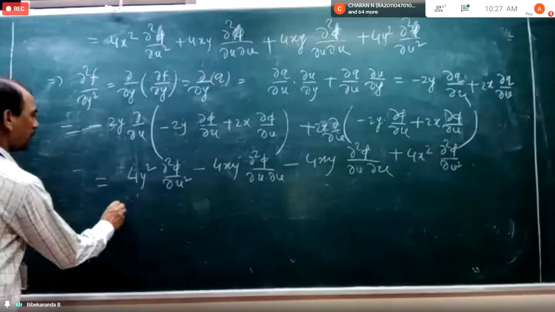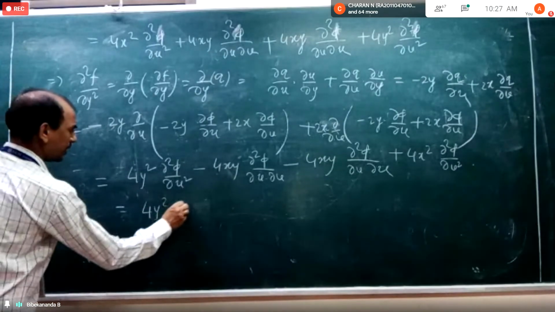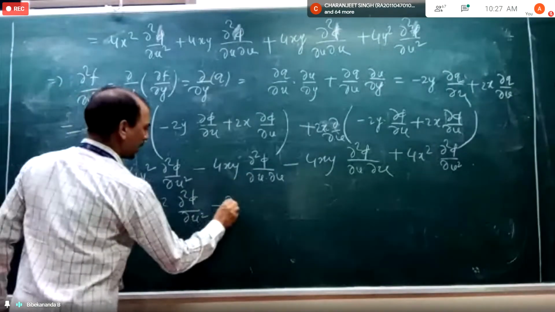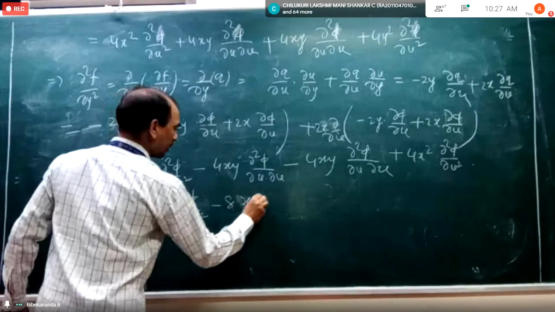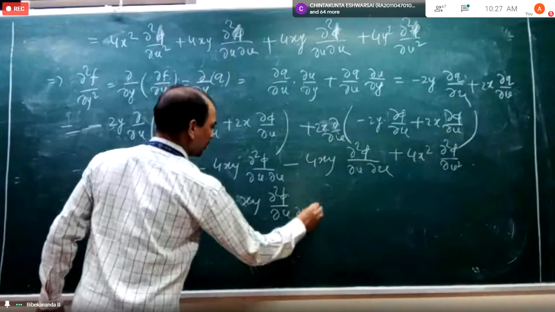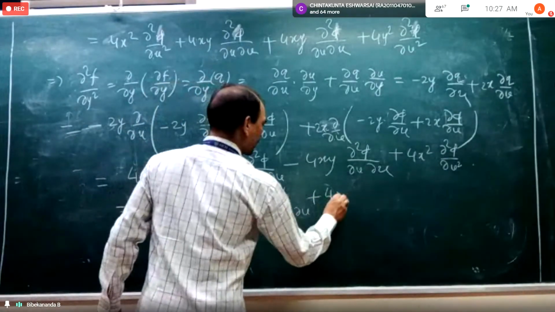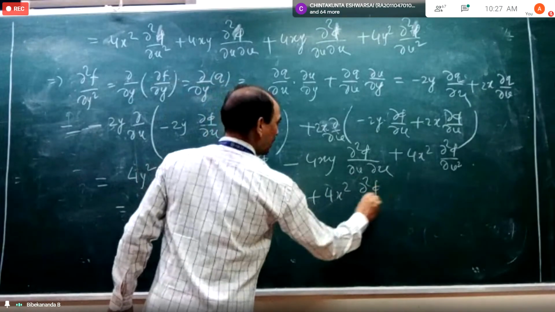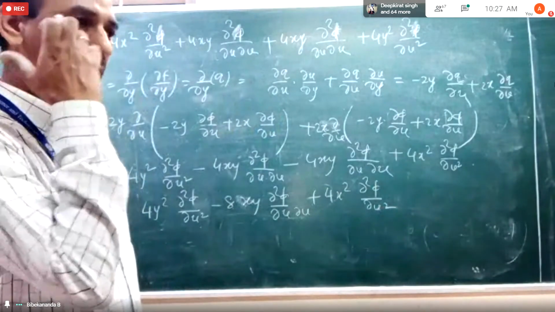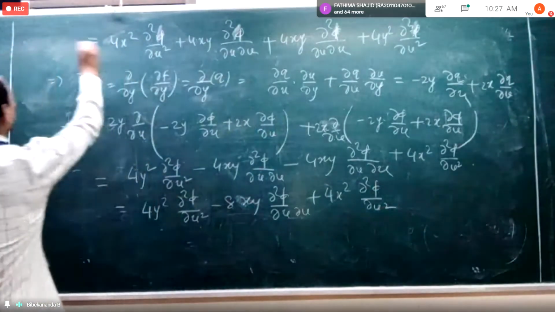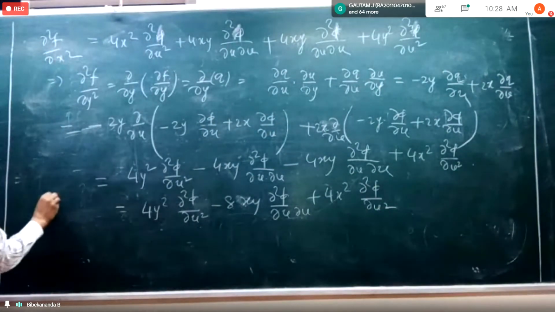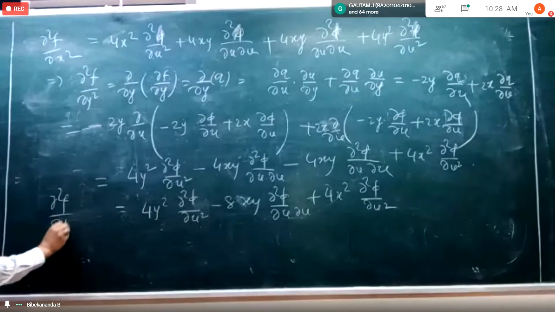Okay, so simplify it, you will get 4y² ∂²φ/∂u², and this one will be minus 8xy ∂²φ/∂u∂v, and plus 4x² ∂²φ/∂v². Okay, now this is the value of ∂²f/∂x², and this is the value of ∂²f/∂y².